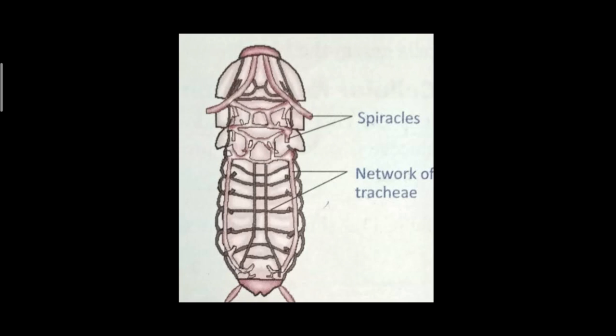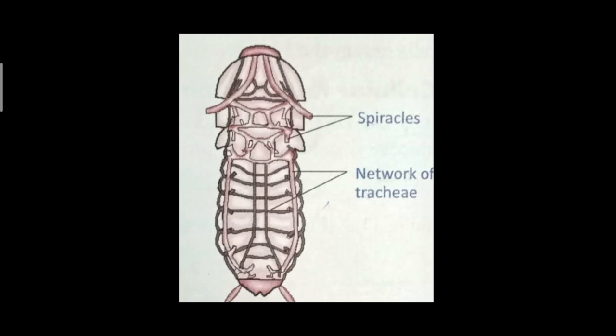What do you mean by diffusion? Diffusion means the movement of gas particles from a higher concentration to a lower concentration. So where will the oxygen rich air be present? Outside the insect body. So the diffusion of oxygen will happen here. Oxygen is more outside the body of the insect, so it will diffuse into the insect body, into the body tissue, and reach every cell of the body.